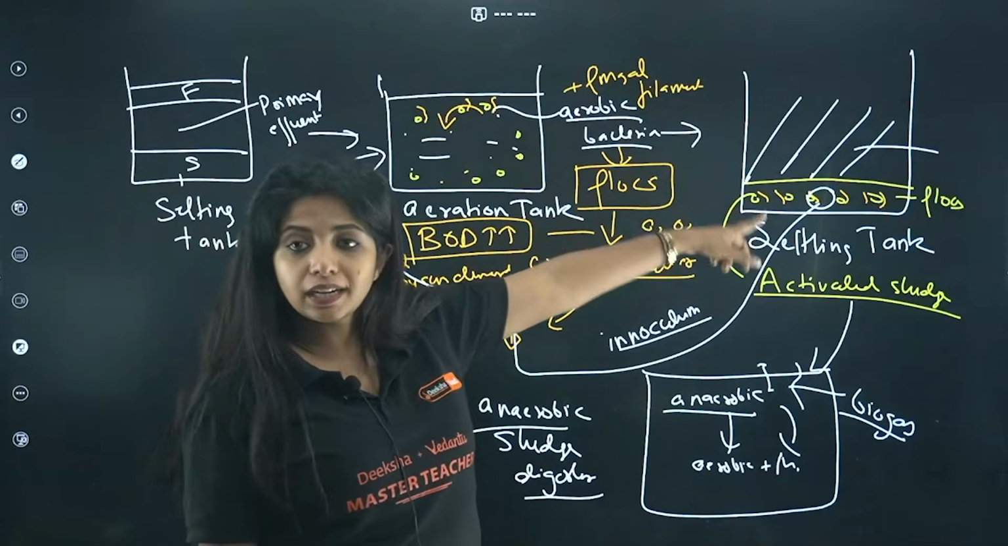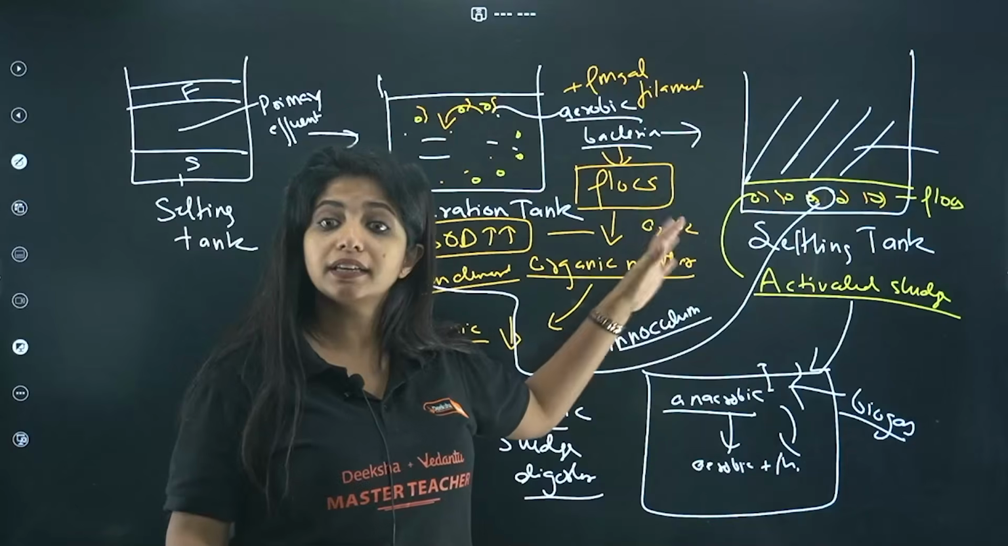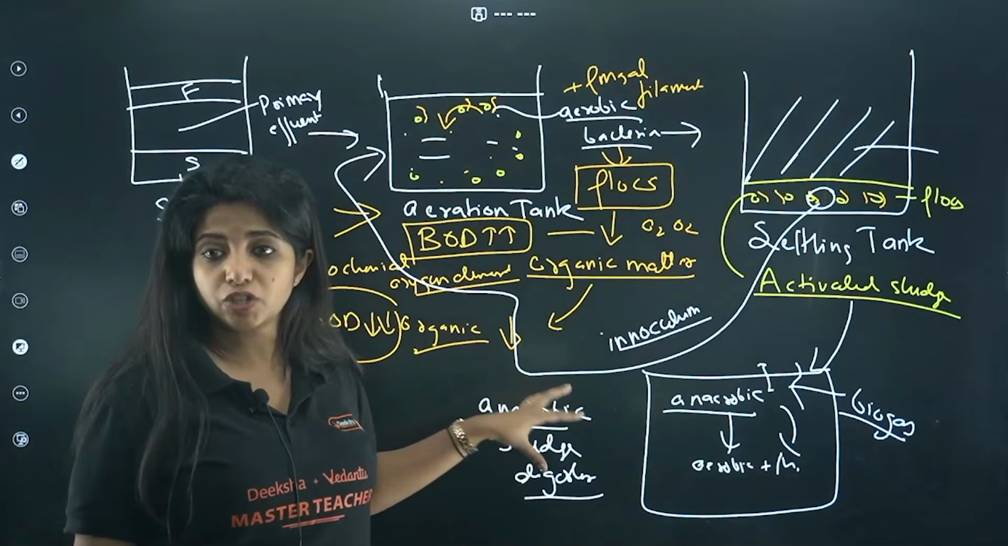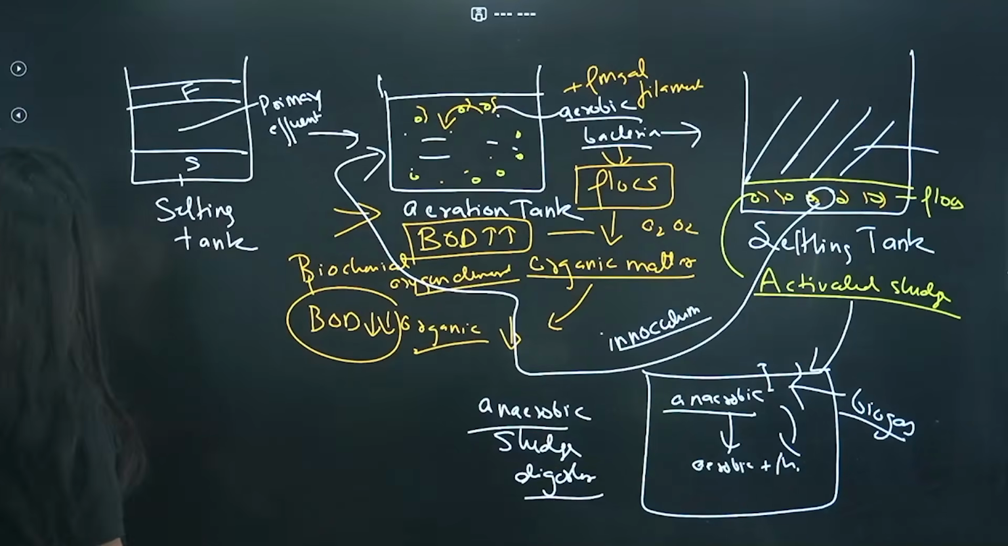And now put it in the settling tank, everything gets settled down. This is known as activated sludge. It contains aerobic bacteria. Again, you put it inside the anaerobic sludge digester to digest it and you get biogas. Simple. This is your sewage treatment.